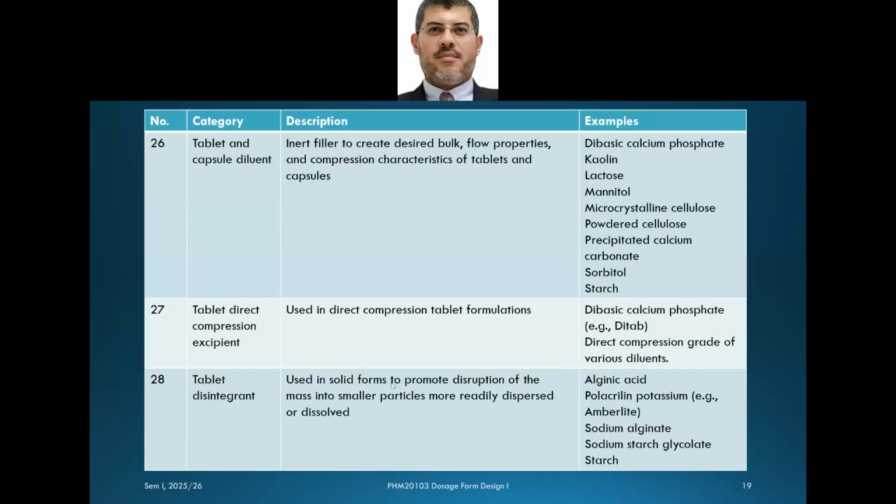It's used in solid form to promote disruption of the mass of the tablet into smaller particles more readily dispersed and dissolved. Where does this happen? Happens after swallowing the tablet when in contact with the gastric fluids. These are examples like alginic acid, croscarmellose potassium, sodium alginate, sodium starch glycolate, and starch.